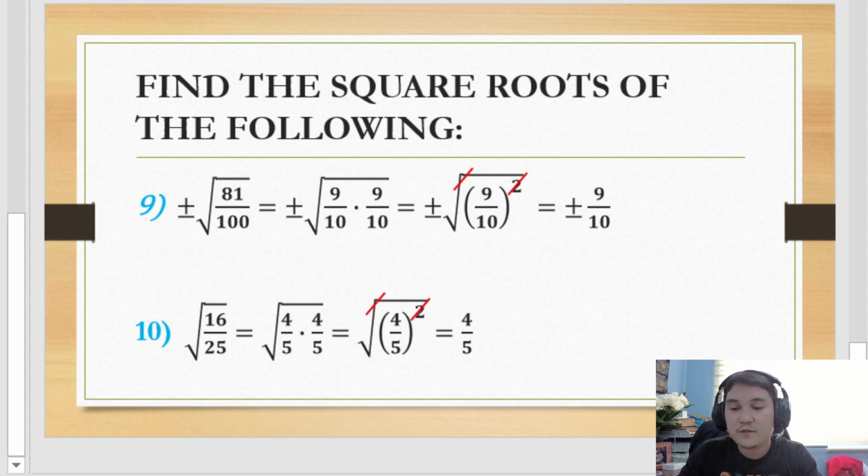So we have 4/5 times 4/5. So if we will change that into its exponential form, it gives us 4/5 squared. Then the radical sign and the exponent will be cancelled out, and the final answer for this number 10 is 4/5.